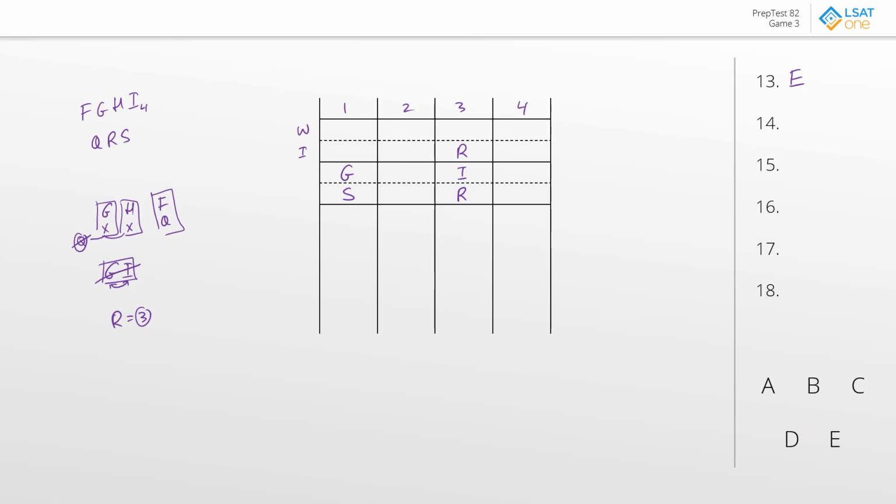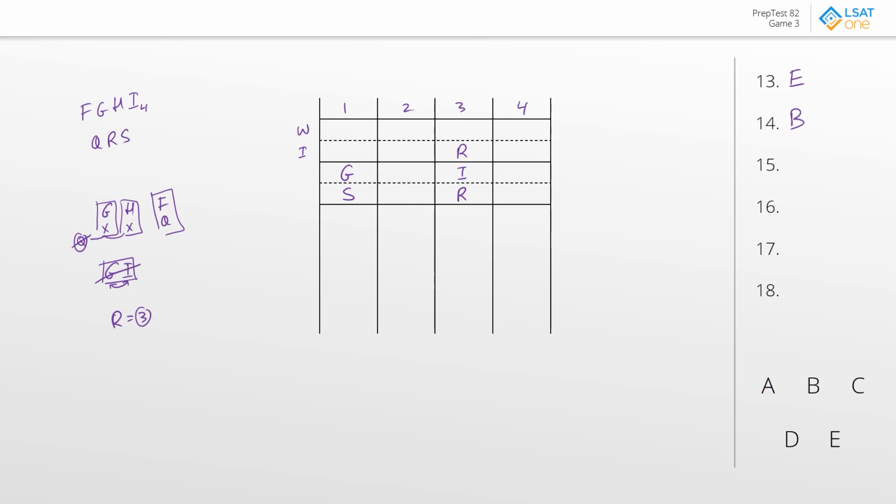The question asks, which of the following must be true? A, F is interviewed first. Well, that definitely not only doesn't have to be true, that can't happen because currently G is first, so answer choice A is out. Next, answer choice B, G is interviewed first. Well, actually, yeah, there it is. G definitely has to currently be interviewed first. Best answer to number 14 is answer choice B.